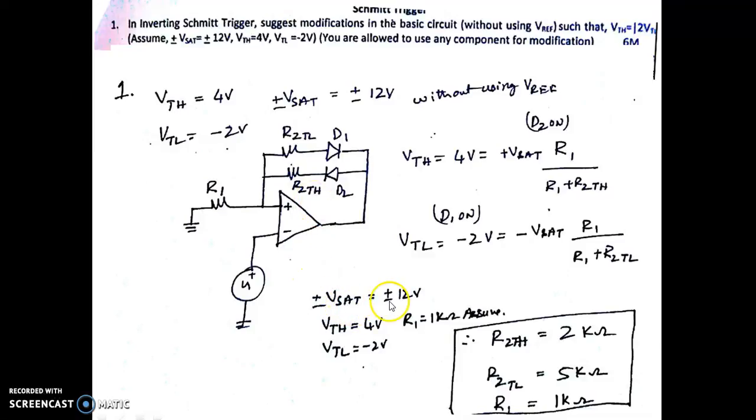Plus or minus Vsat is given as plus or minus 12, and VTH and VTL are given. By assuming one of the resistance values, that is R1 equal to 1 kilo ohm, using these two equations we can find R2TH, which is 2 kilo ohms, and R2TL happens to be 5 kilo ohms. So this way we can get different threshold voltages even without using the reference voltage. Because it was said that you are allowed to use any component for modification, we are using two diodes to modify the circuit.